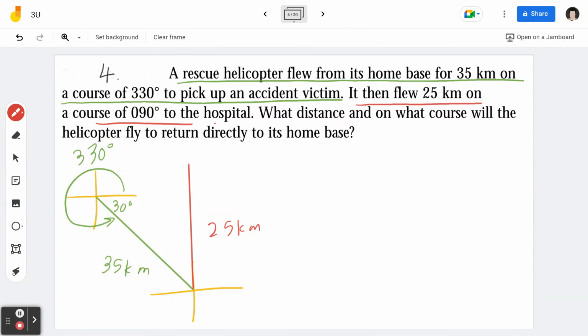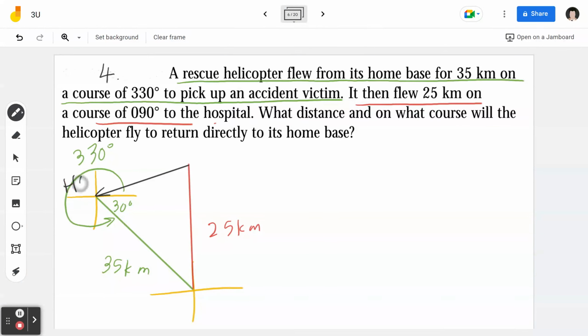The question says what distance and what course would the helicopter fly to return directly to its home base? Now, you got to be very mindful here. You want to go home. So I'm going to draw an arrow for you. We're not doing vectors. That's a grade 12 topic, but I'm drawing an arrow so you know where you're going.